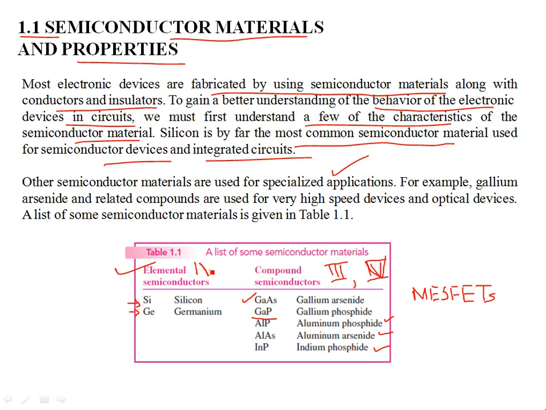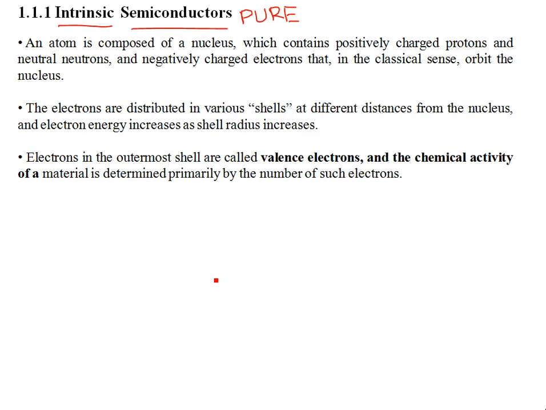This is group 4, which means you will have 4 electrons in the outermost valence shell, and they are loosely bounded to the nucleus, so they have more energy. So this defines the chemistry of such elements, where these valence electrons are going to contribute to how they interact and how the chemical activity is based of these elements. So electrons in the outermost shells are called the valence electrons, and the chemical activity for a material is purely determined by the number of such electrons.